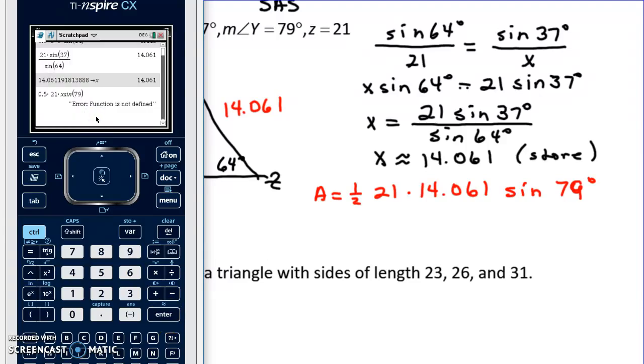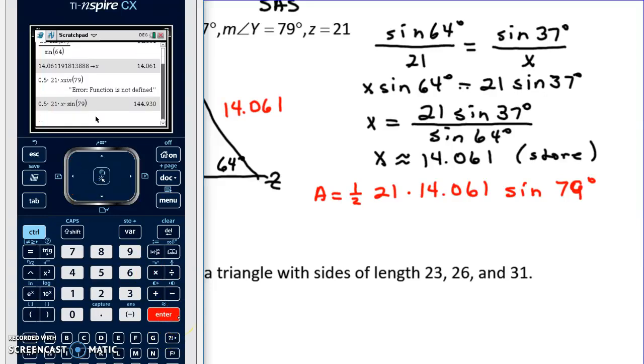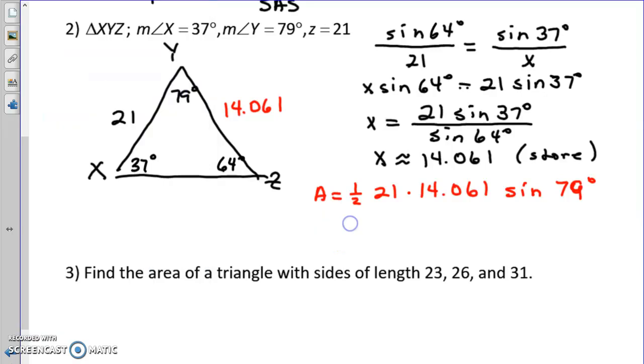And the calculator did not like that. I suspect that it's because I didn't put a times sign in between the x and the sine of 79 degrees, so it misinterpreted that. Let's put a times sign in between it, and all is well in the world, and the area is approximately 144.930.